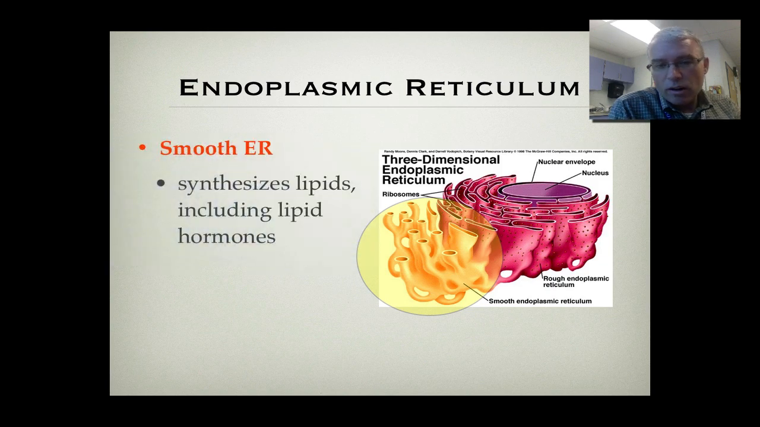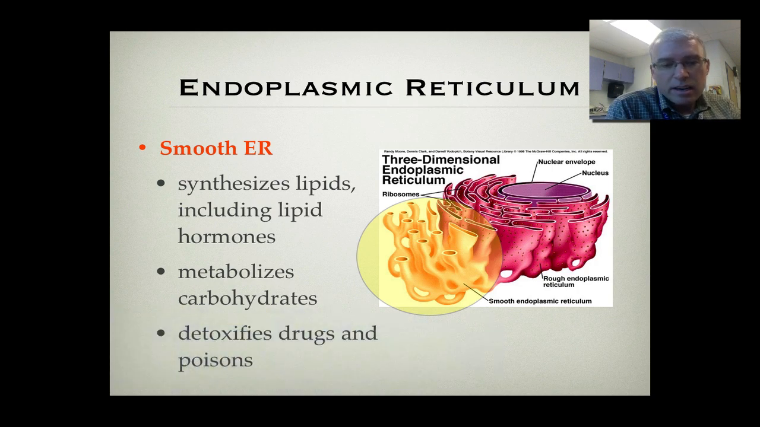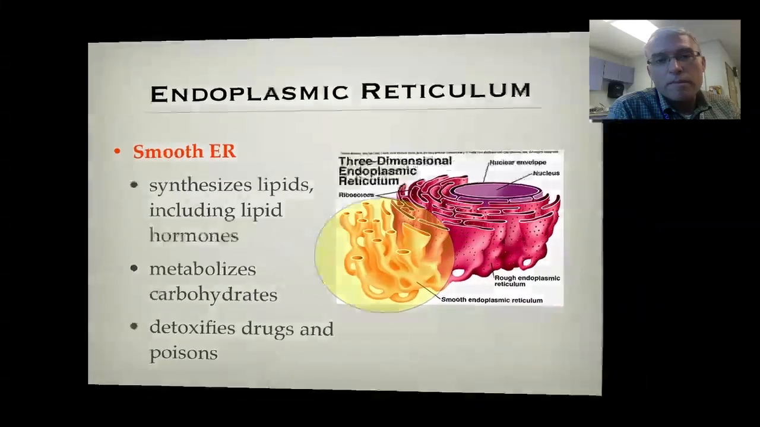The smooth ER is also responsible for synthesis inside the cell, but it's synthesizing things like lipids and lipid hormones like estrogen. It also metabolizes carbohydrates, which usually means it helps in the process of digesting carbohydrates. And it also detoxifies drugs and poisons. So, for example, your liver does a lot of detoxifying of materials in your bloodstream. Therefore, your liver cells structurally should contain, or do contain, lots of smooth ER.